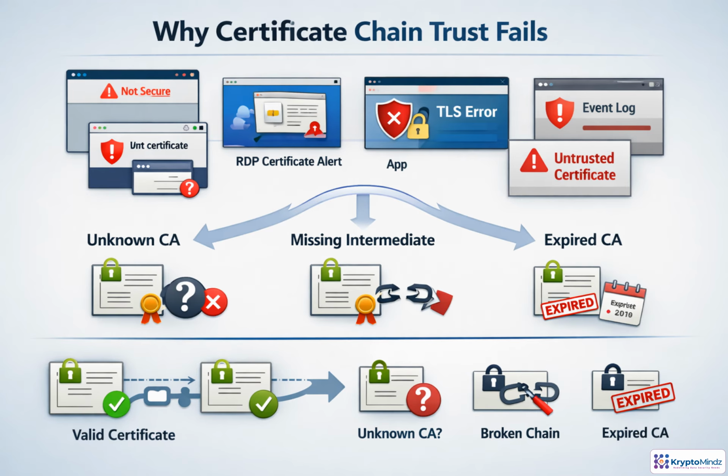Certificate chain trust is about building a clean path from the server's certificate to a root your system already trusts. If any link in that path is missing, unknown, in the wrong store, or expired, Windows treats the whole chain as untrusted. That's when you get browser not secure messages, RDP prompts, TLS errors, or event log warnings. As you troubleshoot, always ask, is this an enrollment issue or a validation and trust issue?